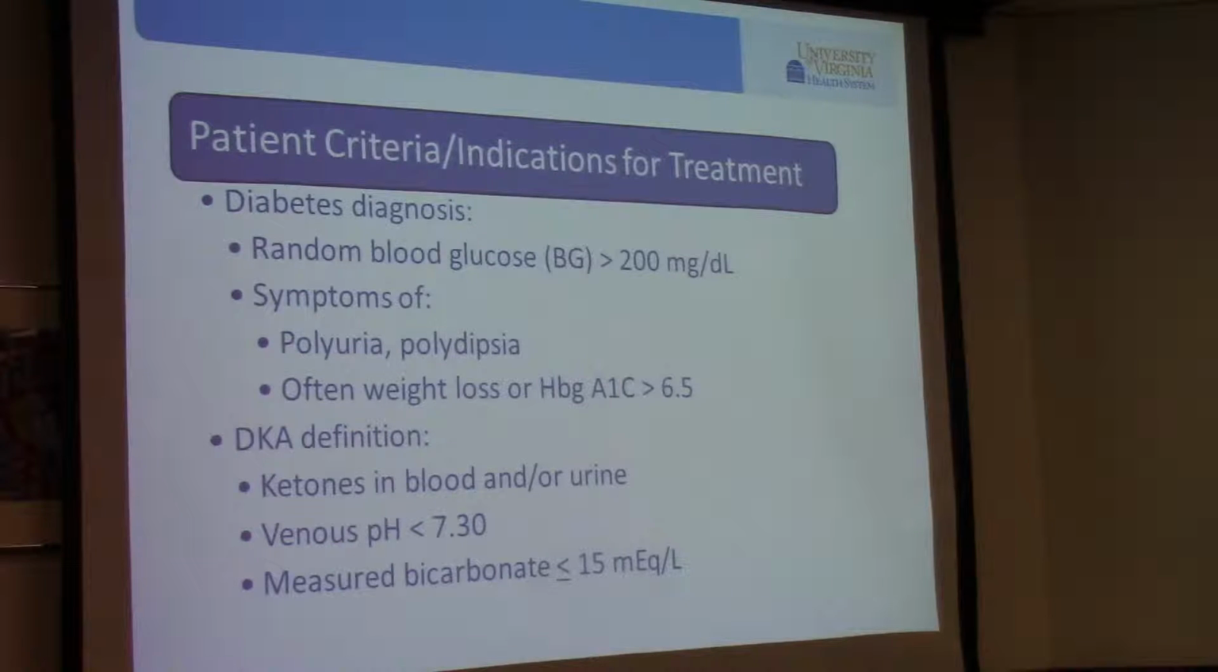So the criteria, the indications for treatment, pretty much as it is, it's similar to the adults. Diabetes diagnosis greater than 200. Most patients come in with polyuria, polydipsia. They have weight loss usually. We don't know about their A1C until obviously after we've gotten some blood from them. DKA defines pH less than 7.3 and a bicarb less than 15.